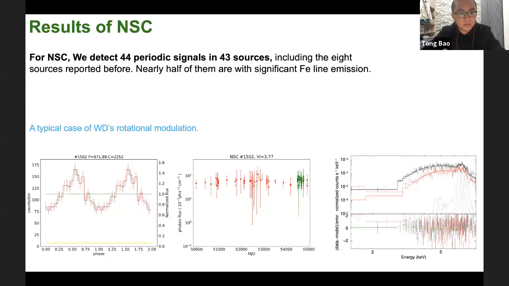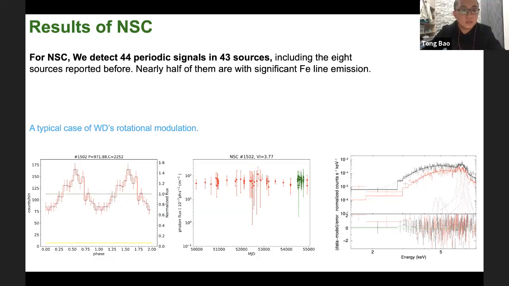I present the typical case with white dwarf's rotational modulation here. The left panel shows the folded light curve. And if you remember, this is really consistent with the one I presented first, right? And the flux variation among different observations is presented in the middle panel. And the combined spectrum with significant iron line emission, which is a typical feature for CVs, is presented in the right panel.